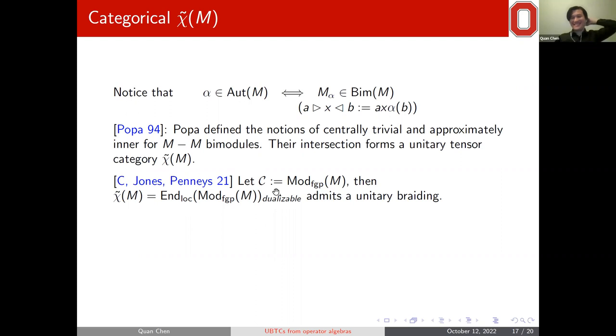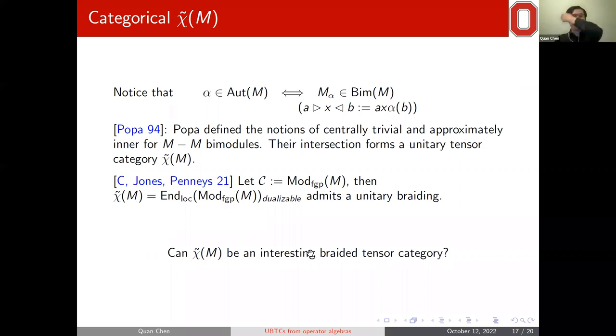Anyway, okay. So now people may ask, so far we have defined a very nice braided tensor category. Is that interesting? Whether it's always just the trivial category? The answer is this category could be extremely interesting. All right.